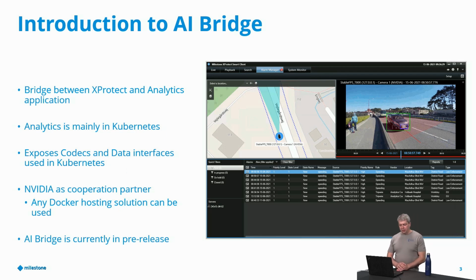So AI Bridge is a bridge between X-Protect and analytic applications. Analytics mainly run in Kubernetes in order to use the resources optimally. What X-Protect has right now is not really corresponding to what's being used in Kubernetes. So AI Bridge is exposing codecs and data interfaces used in Kubernetes. We have done this with NVIDIA as a cooperation partner, but any Docker hosting solution can be used to run AI Bridge. AI Bridge is currently in a pre-release state, but we're working on getting it into public availability.